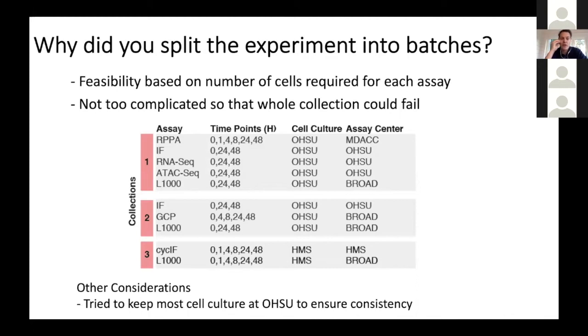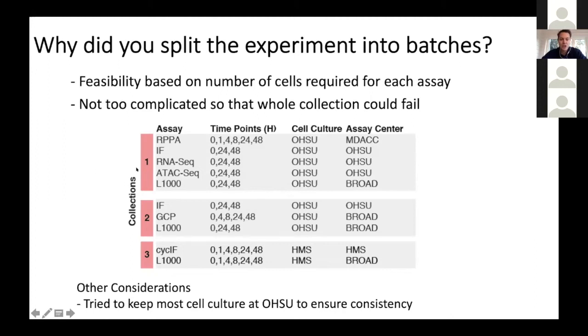In doing this experiment, we tried to collect as many different assay types as were possible. And in doing that, it required splitting the assay types across different collections. So we did 3 different collections. The cell culture for collections 1 and 2 were handled specifically by OHSU to try and minimize any kind of university to university variation, as Peter talked about earlier today.